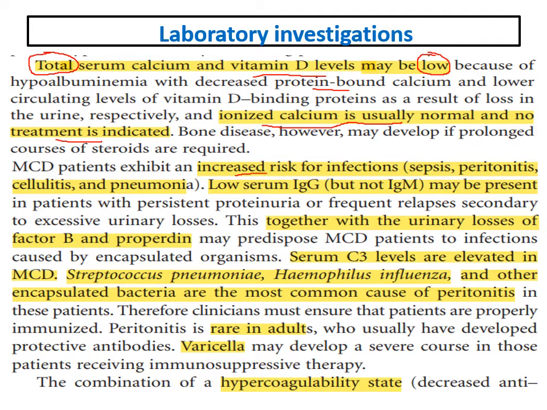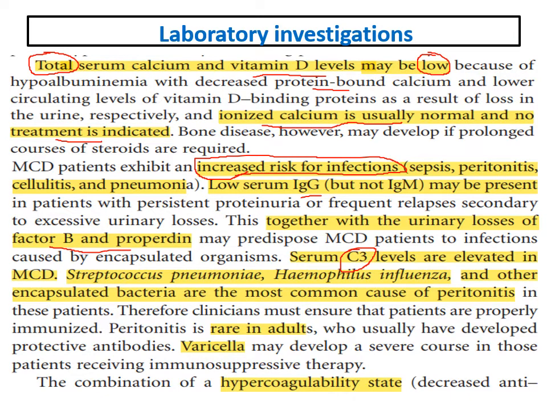But what is important in clinical practice is that minimal change children usually have an increased risk of infection, as do all patients with nephrotic syndrome, but this risk is much higher in minimal change patients. There is increased risk for infection, mainly sepsis, peritonitis, cellulitis, and pneumonia, usually due to lower serum levels of immunoglobulin G and urinary loss of factor B and properdin.